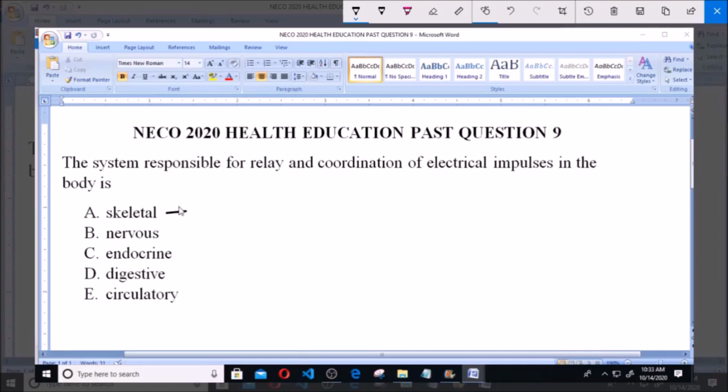Now the skeletal system is the bony framework of the body. That's the skeletal system, involving the cartilages, the bones, and so on. This skeletal system helps to provide support for the body. Not only support, they also help to protect delicate organs in the body.